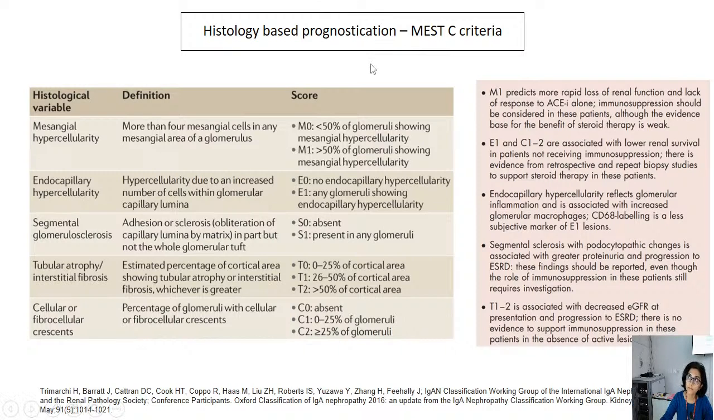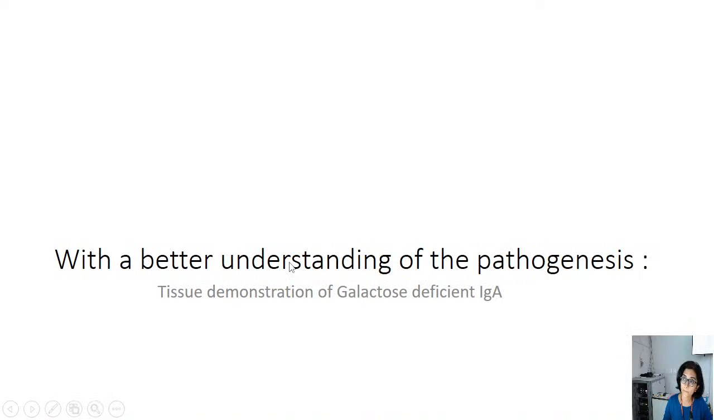We would also provide MEST-C scoring, which is a histology-based prognostication, which has been described in detail as the M is mesangial hypercellularity, E endocapillary, S segmental sclerosis, T the IFTA, and then C the presence or absence of crescents. And all of these have significant clinical correlates.